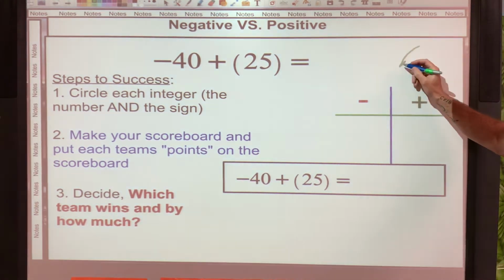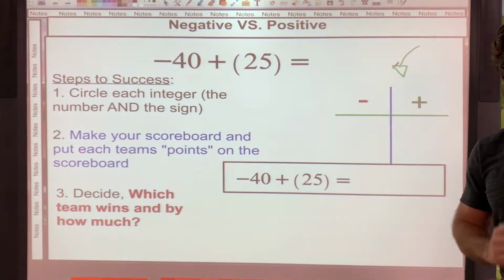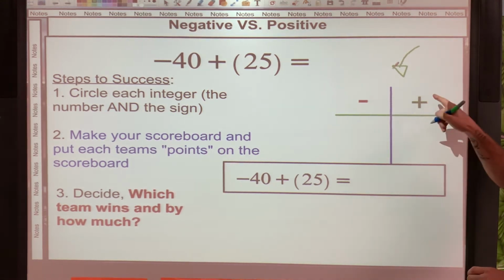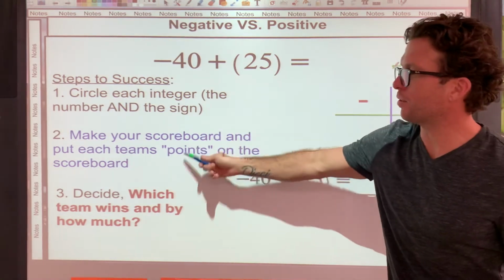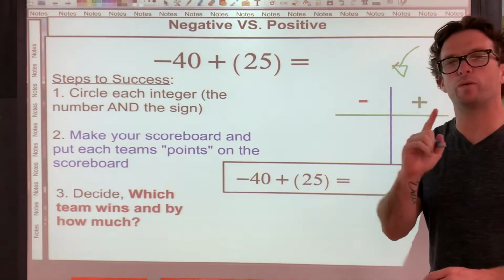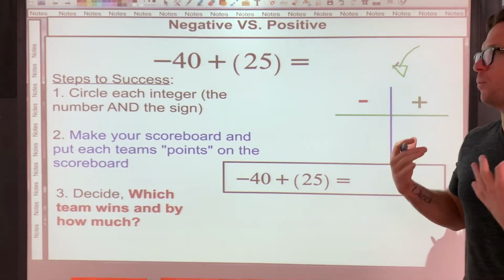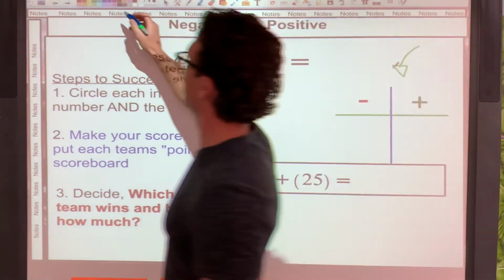You're going to hear me say, make your scoreboard. This is exactly what I mean. It's a simple T-chart with the negative sign on one side and the positive sign on the other side. Now, we have our 3 important steps. The first step, we want to make sure that we circle each integer. Now, what does that mean? Simply circle the number and the sign.